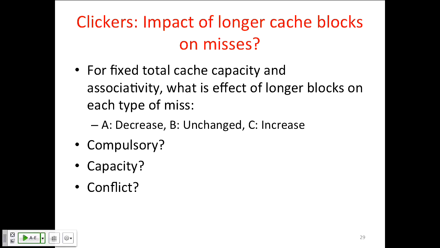We're going to do the compulsory first. What impact does growing the block size have on compulsory misses? Cache capacity is the same, associativity is the same. Compulsory misses: decrease, unchanged, increase. You get 30 seconds for these.